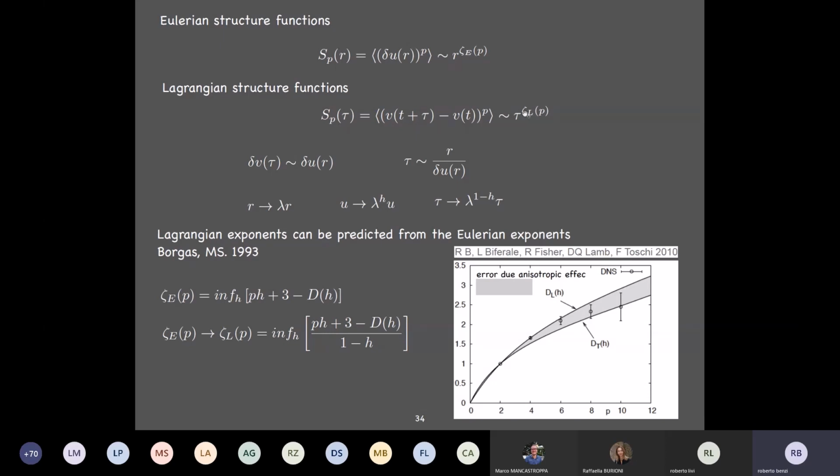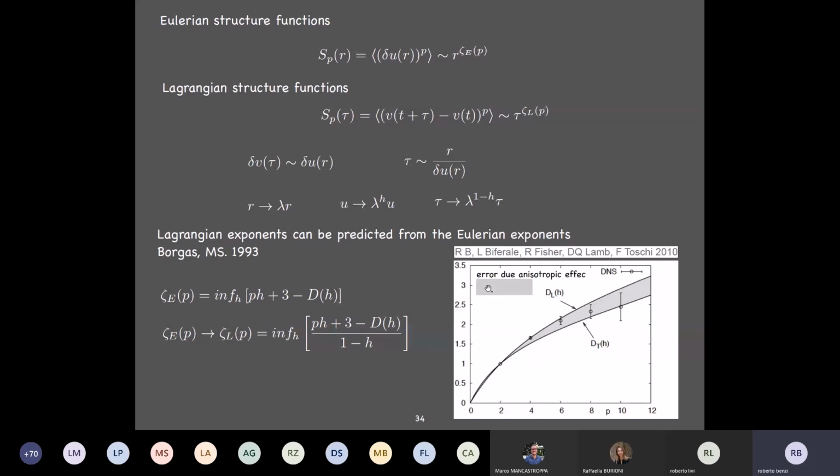Now, since you expect that the velocity fluctuation behaves statistically similarly between the Lagrangian and Eulerian fields, and since the link between r and tau is, by dimensional counting, something like this, then you can predict what these exponents are if you know what the Eulerian exponents are. And the prediction is a link between this function d of h. Okay? And again, this can be tested numerically and experimentally. There is an uncertainty in the test because, of course, we never achieve an exactly isotropic field.